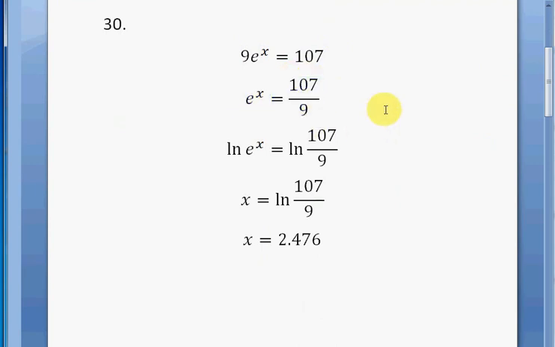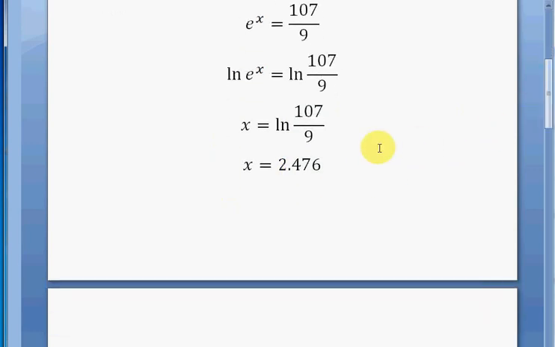Now we can do this one of two ways. We can convert it, or we can use our natural log on both sides. I'm going to use the natural log on both sides instead of converting like I did in the first example, just so you can follow along and see exactly what the book's doing. One of the ways to get rid of e's is to hit both sides with a natural log. We've studied the properties last week, where the natural log of e to the x is just x. They're inverse functions, so they cancel each other out. And you wind up with x equals natural log of 107 over 9. And when you plug that into your calculator, you get x is 2.476.